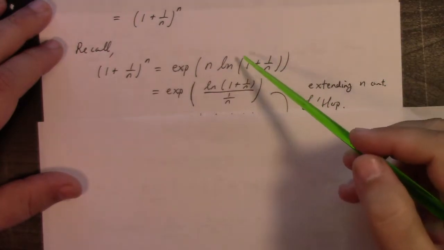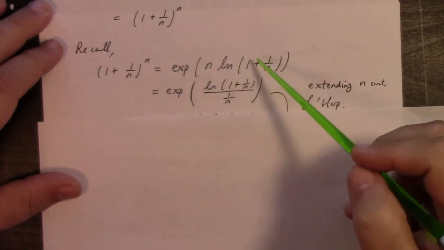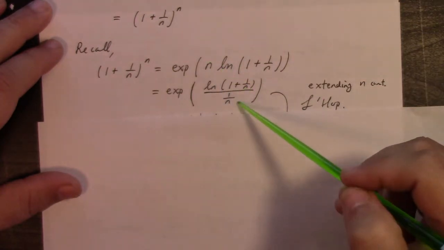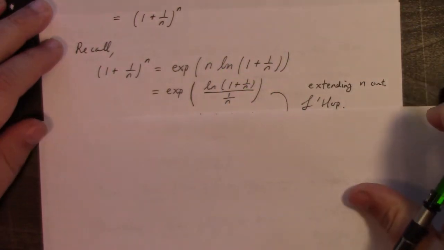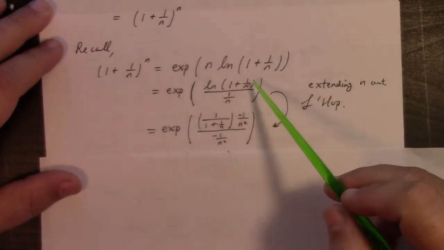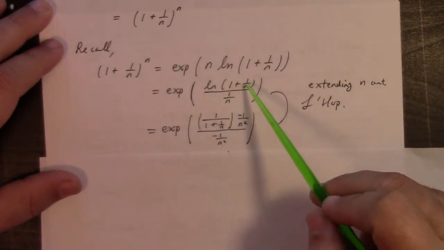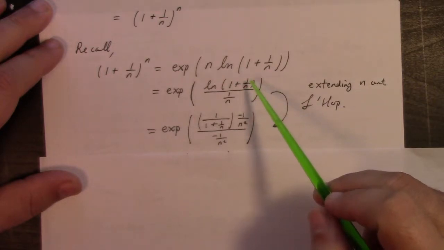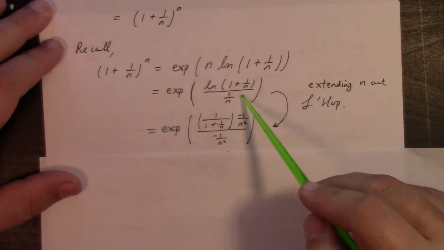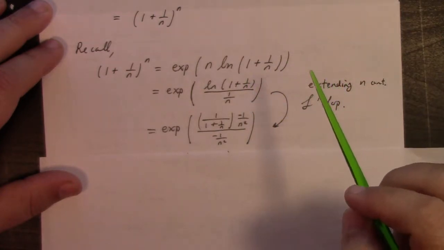So I do that, pull the n out from laws of exponents, and then I bring 1 over n downstairs to 1 over n. Hopefully this time I think I applied L'Hopital's rule correctly. As n goes to infinity, this goes to the natural log of 1, which is 0. And as n goes to infinity, that goes to 0. So we're 0 over 0. All right, L'Hopital's rule.